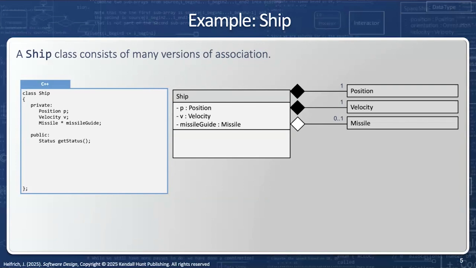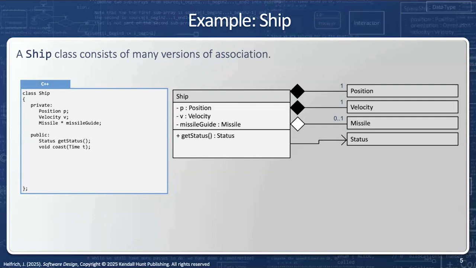I'm also going to have a public method called getStatus. It's going to return a status. Now notice there's no status attribute. Therefore, for this status class, the association is not composition or aggregation. Instead, the relation is association.